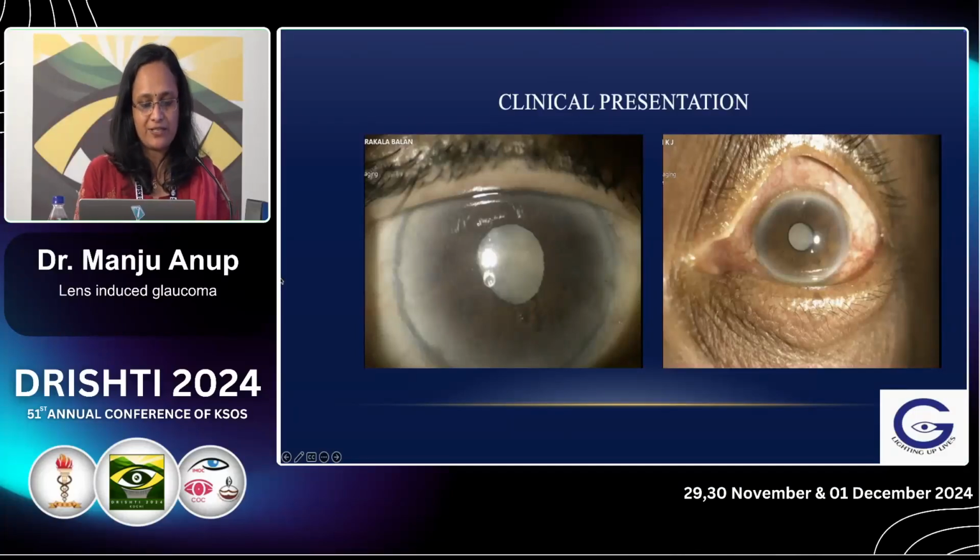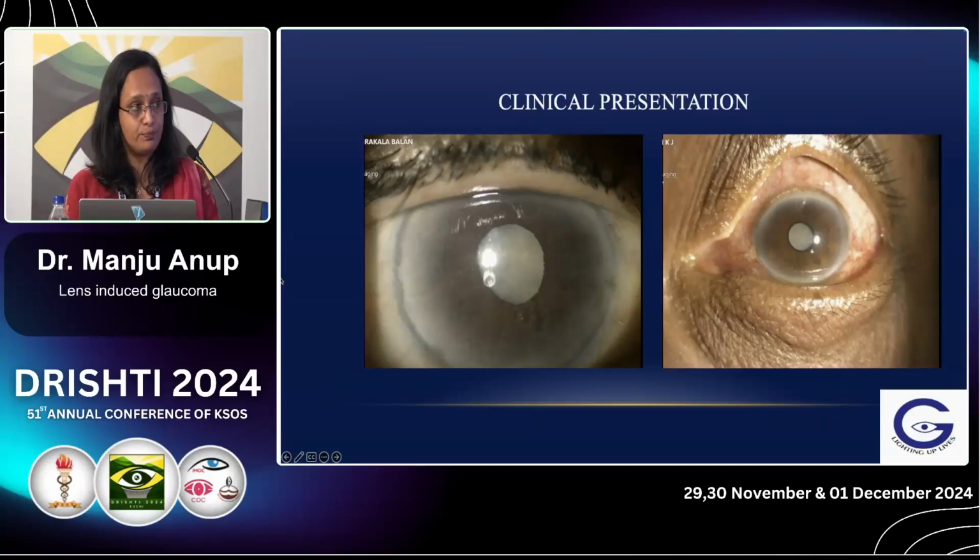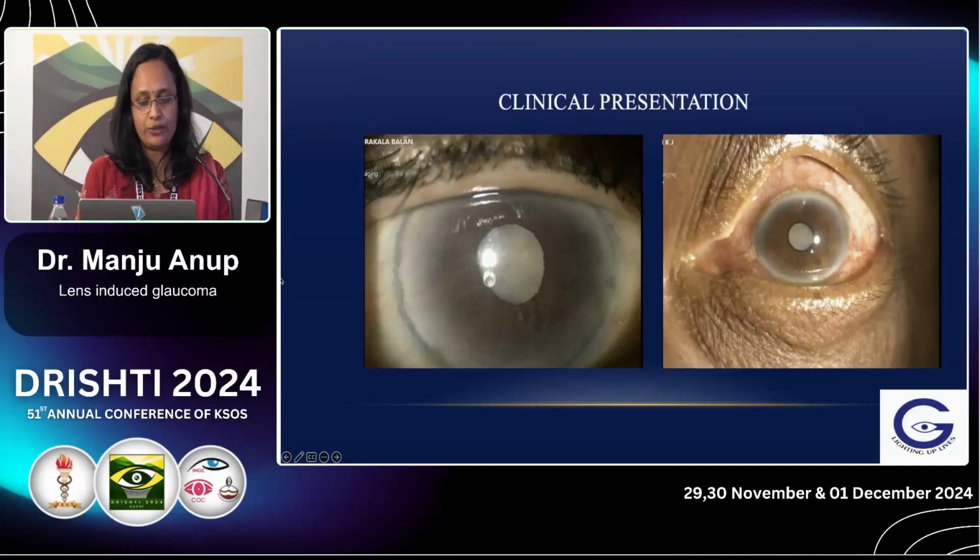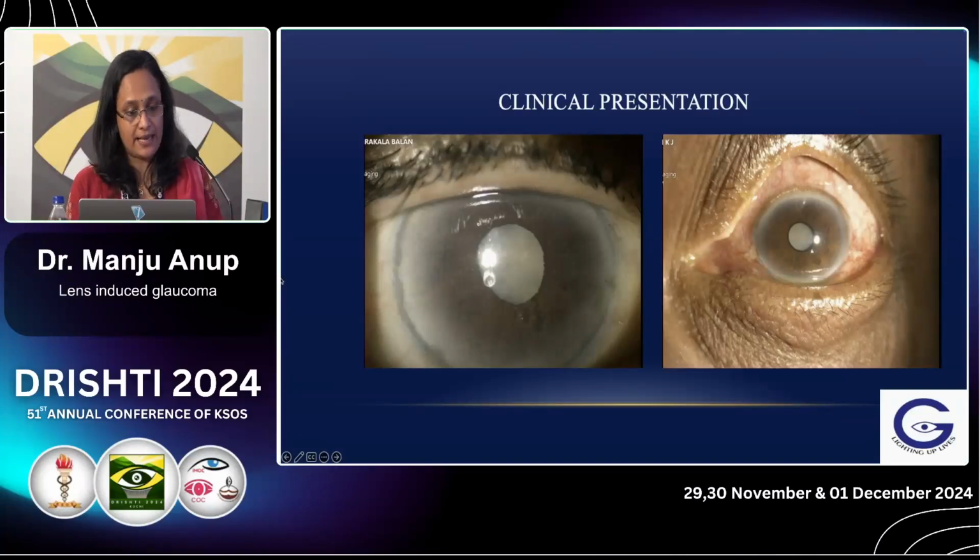This can be either appositional or synechial. The clinical presentation, again, the patient will have decreased vision. It can be reduced to up to hand movements or PL. In acute cases, there will be lid edema, circumcorneal congestion, corneal edema, shallow anterior chamber with cells and flare, and peripheral anterior synechiae might be there. In the acute case, again, there will be a mid-dilated fixed pupil, and you will be able to see the intumescent mature cataract, raised IOP, and the angles will be closed.